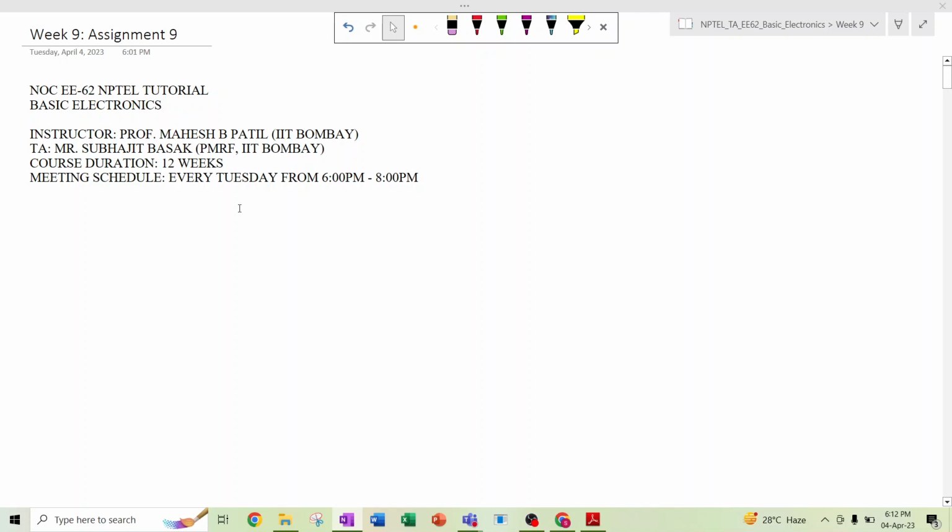Today I am going to discuss the week 9 assignment 9 of the previous year of this basic electronics course, which is NOC-EE62, and this is the tutorial class. Like every week, this week also I am taking this class, and the instructor is Mohesh B. Patil from IIT Bombay, and I am also a PMRF fellow from IIT Bombay. My name is Subhajit Basak, and today we'll discuss some problems regarding the op-amp.